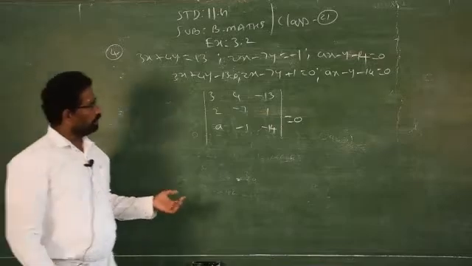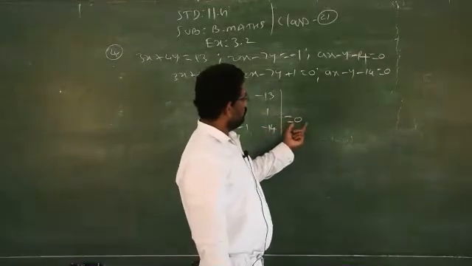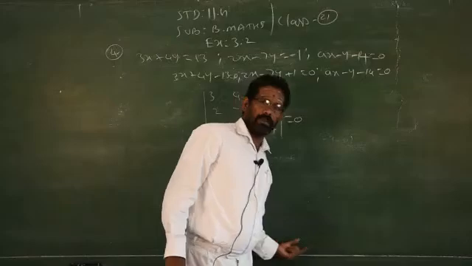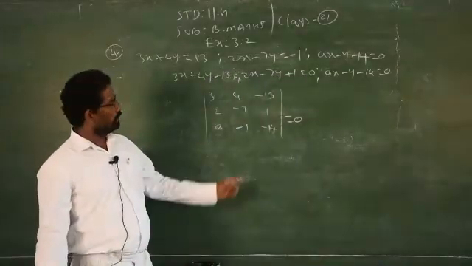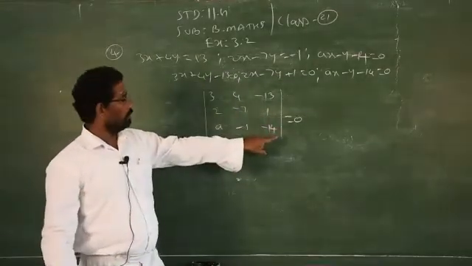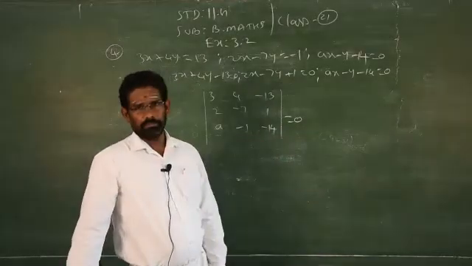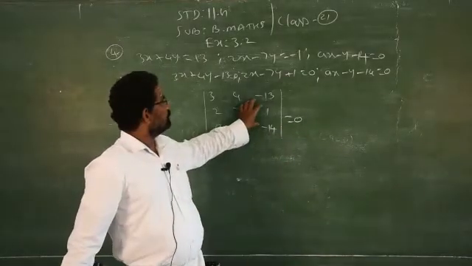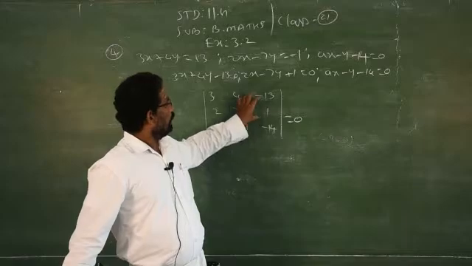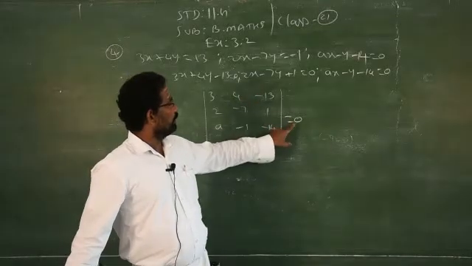Clear? In the previous one, I wrote the determinant is equal to 0 only at the end; finally I proved that it is equal to 0. In the previous sum, I introduced it equal to 0. Now, since it is already given that the lines are concurrent, therefore you have to write it is equal to 0.